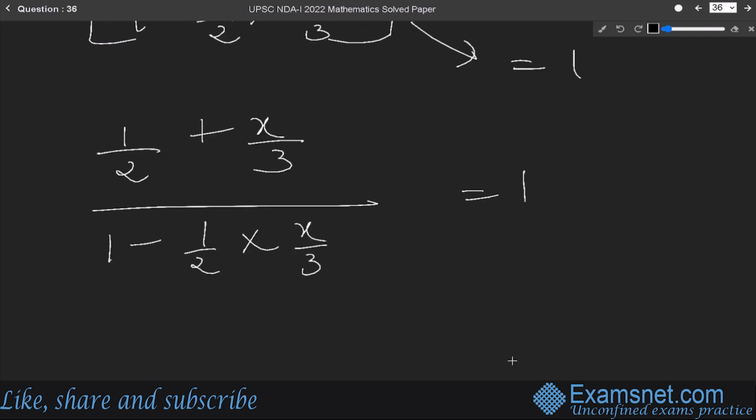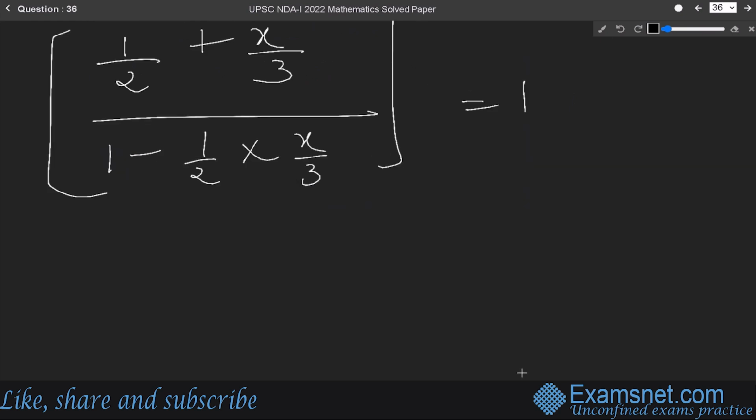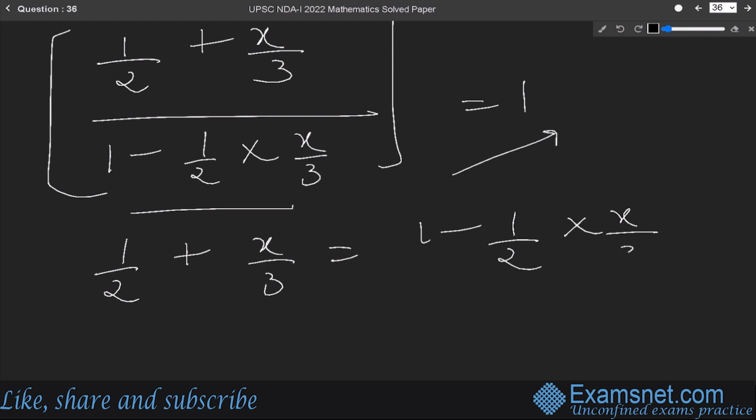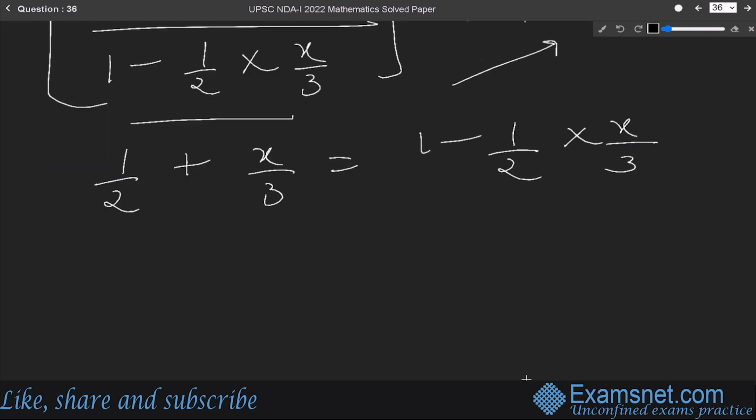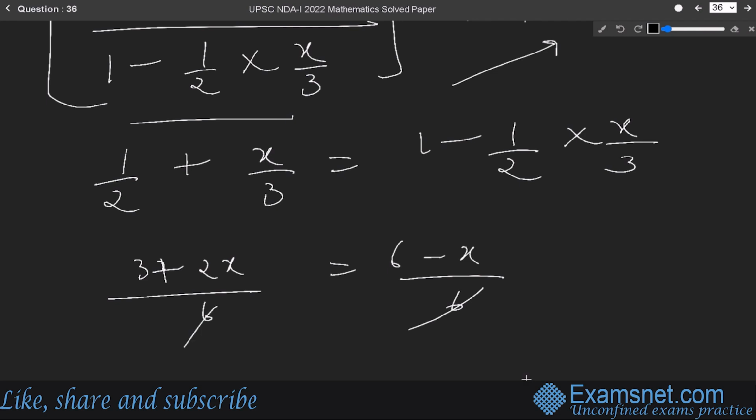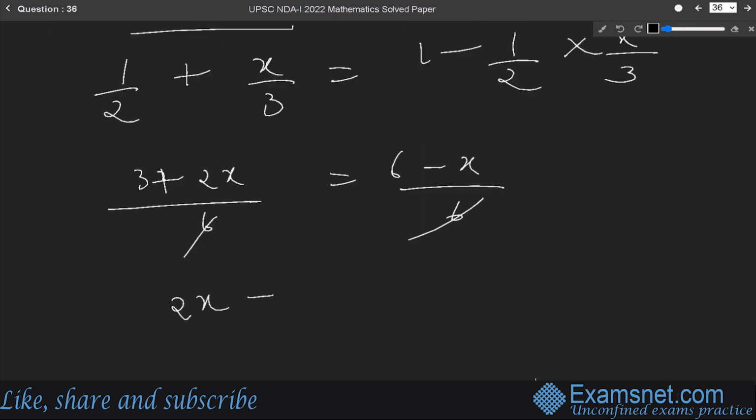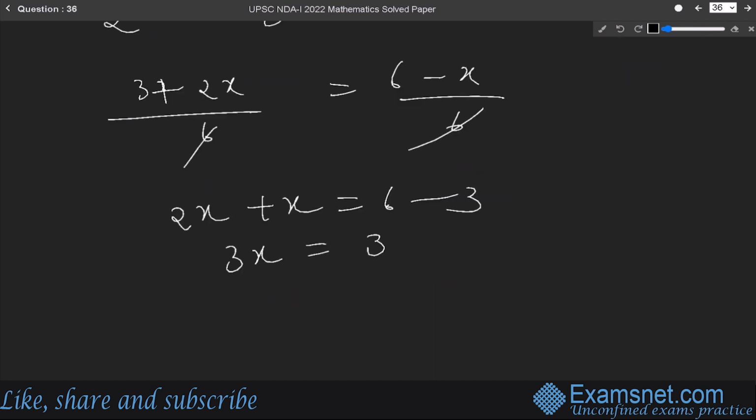Now further solving this, the term which is in the denominator will go to the right hand side. So the next step will be 1 by 2 plus x by 3 is equal to 1 minus 1 by 2 into x by 3. Further solving it by taking the LCM, we get (3 plus 2x) upon 6 is equal to (6 minus x) upon 6. 6 and 6 will be cancelled. 2x plus x is equal to 6 minus 3. 3x is equal to 3. Therefore, the value of x will be 1.